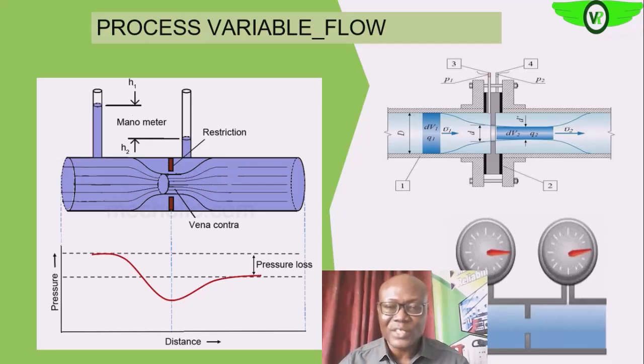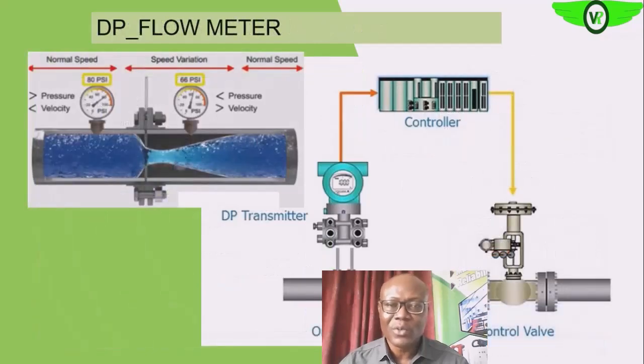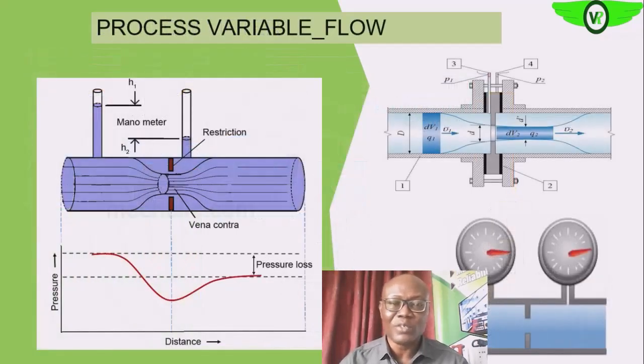We have different methods of measuring flow, but the most common method is the one that uses the differential pressure method. What happens in this case is that a restriction is created in the flow path, and that restriction causes a change in fluid velocity. And that change in fluid velocity causes a change in the fluid pressure. Are we getting it? So what that means is this.